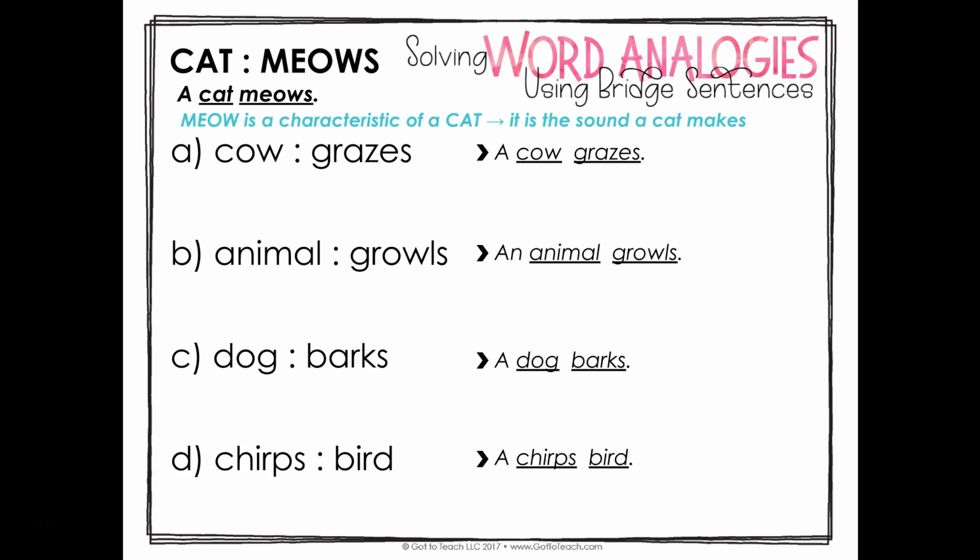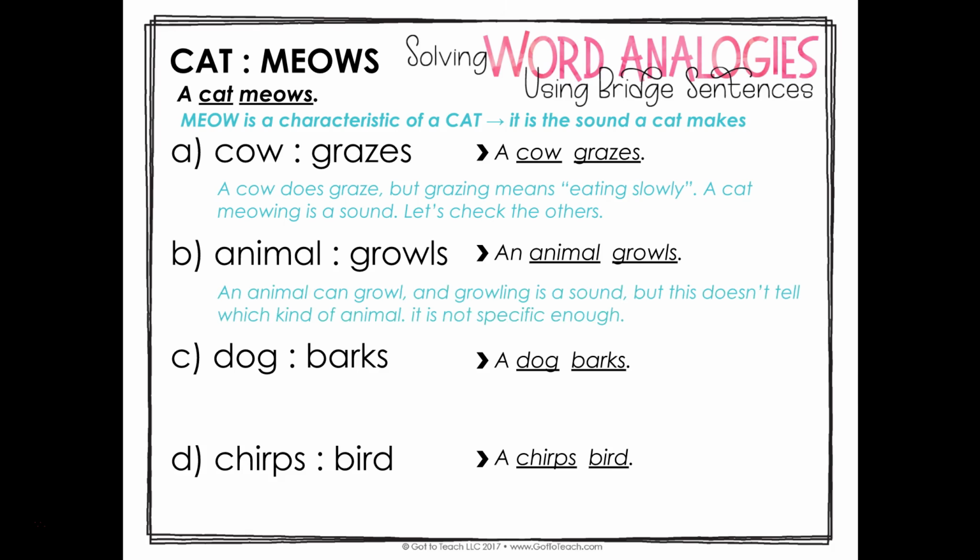Let's see how that fits with our other options. A cow grazes. A cow does graze, but grazing means eating slowly. A cat meowing, that's a sound. So let's check the others to see if they work any better. All right, an animal growls. An animal can growl, and growling is a sound. But it doesn't tell us which kind of animal. In the first part, we have the cat doing the meowing, so we know which animal. It's not quite specific enough.